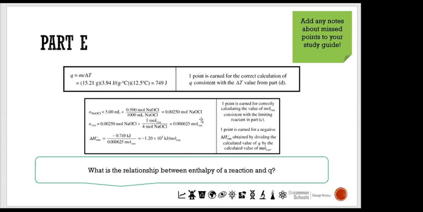Okay, and then for part E down here, a long bit of work to get negative 1.20 times 10 to the third kilojoules per mole of reaction. I need it to be in kilojoules per mole of reaction. It has to be negative, and 100% proper units.